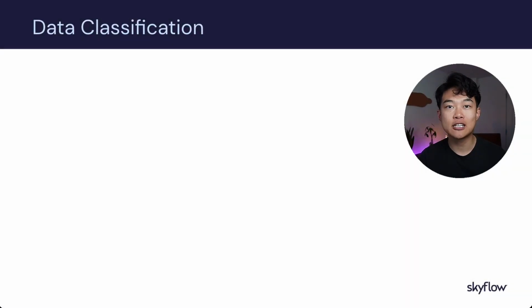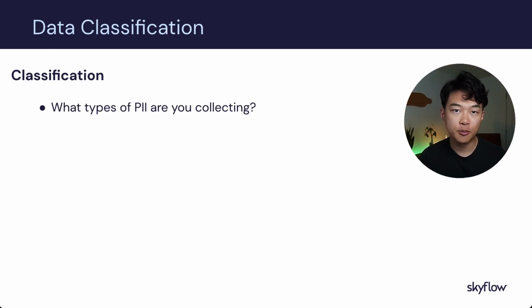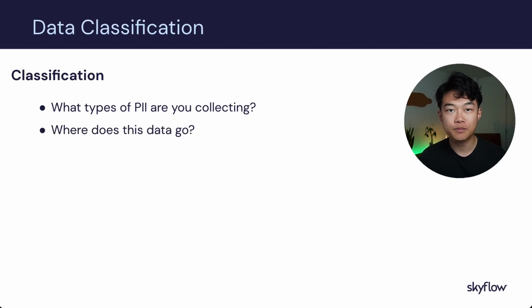Identifying and classifying PII stored in your database is a critical step in improving your security posture because it enables you to understand the types of sensitive data you're storing and where it is located. This information can then be used to apply appropriate security controls, such as access controls and encryption, to protect the data from unauthorized access, use, or disclosure.